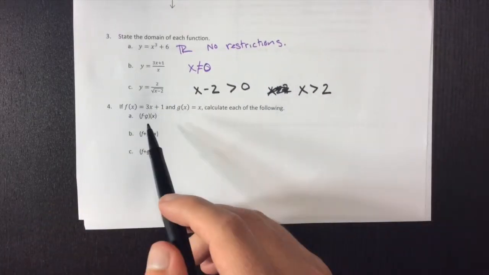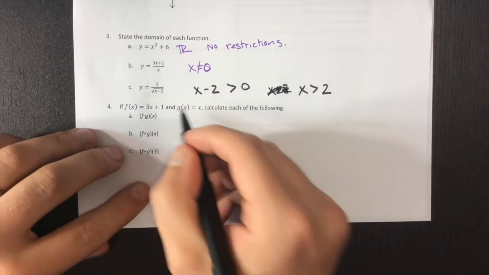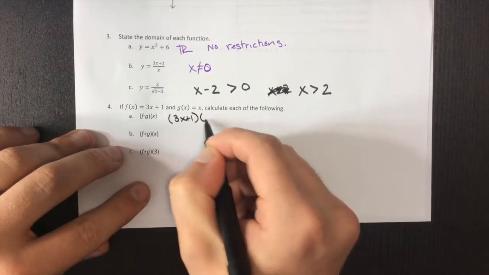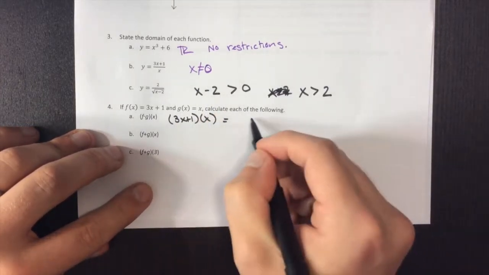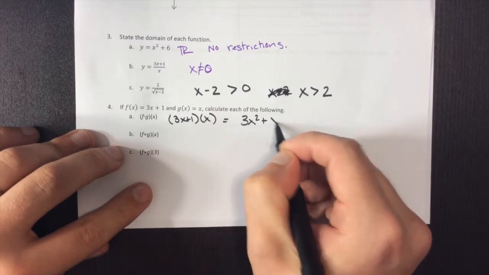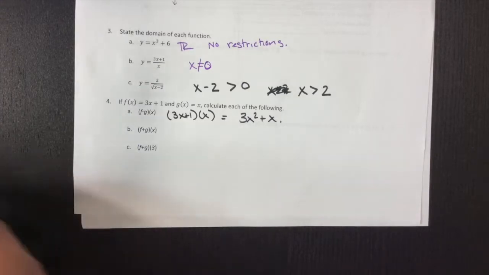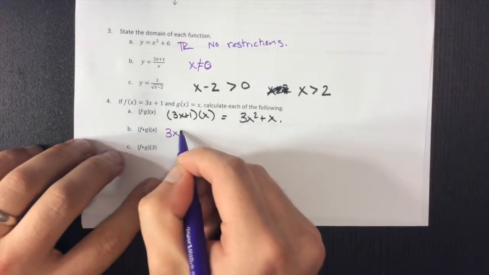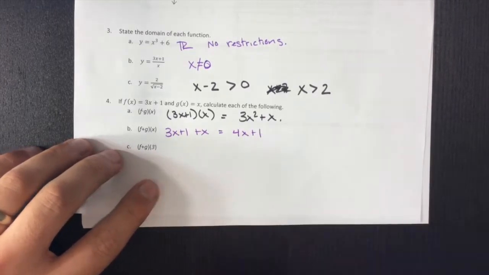All right, 4, combine these together. So f times g of x just means 3x plus 1 times x. To simplify that, we can just distribute the x, so we get 3x squared plus x. That's the product of those two functions. The second one, add these two functions together. So I have 3x plus 1 plus x, which is 4x plus 1.